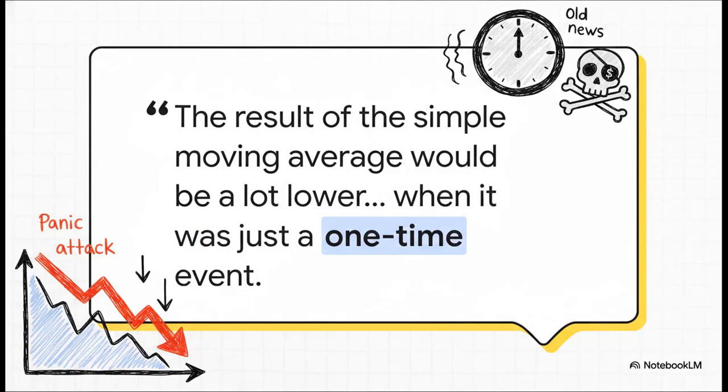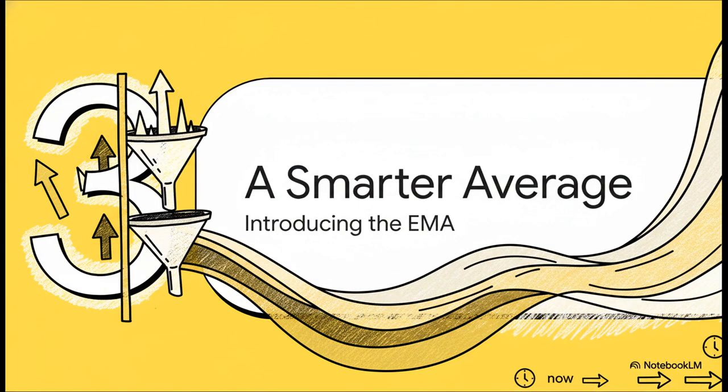And that's the real danger here. The SMA would give you the signal that the price is trending down, when in reality, the market just had a little panic attack and is pretty much back to normal. The SMA is showing you old news, and in the world of trading, old news can be a very expensive mistake to make. So that gets you thinking.